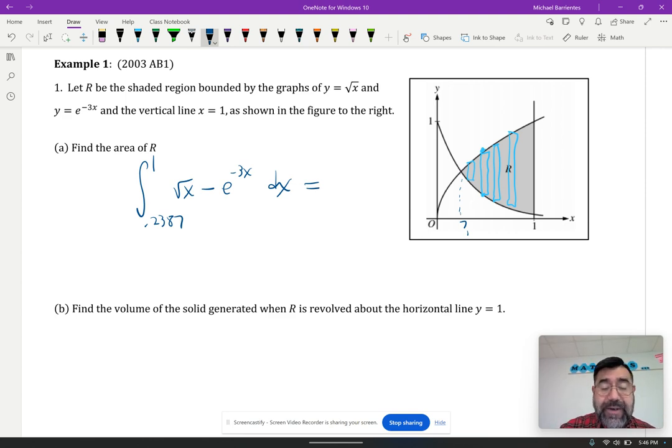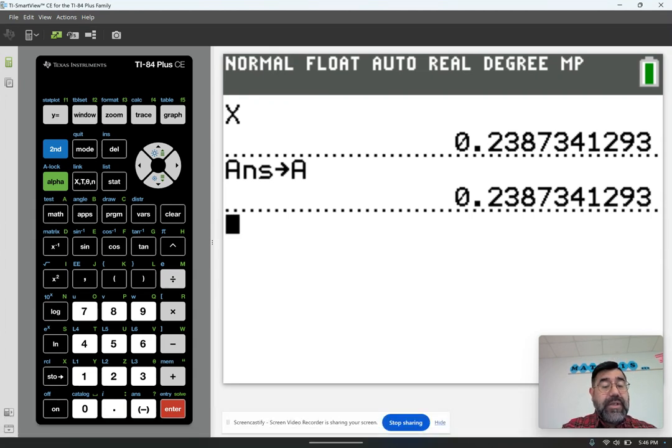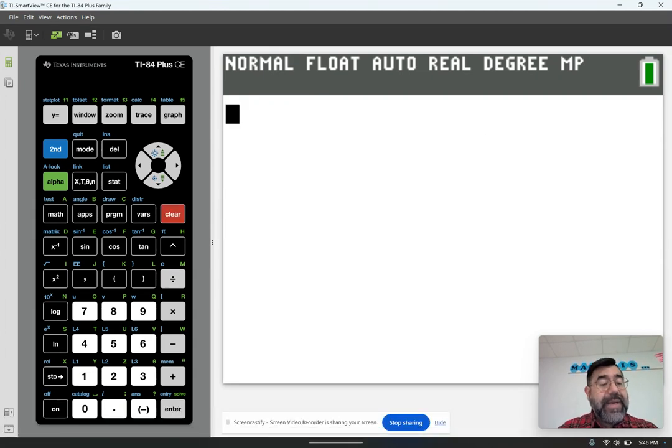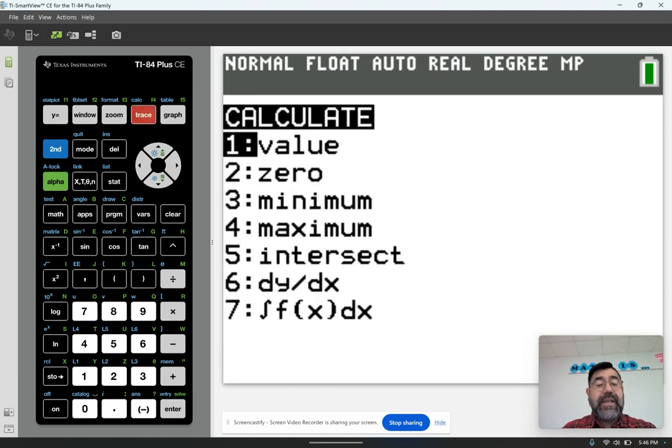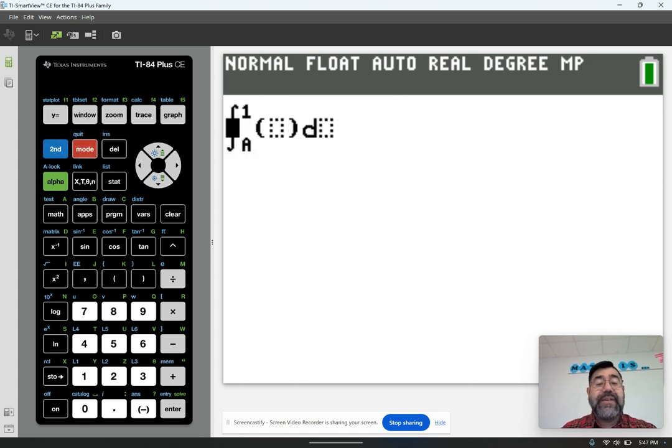Okay, so I come back over here and I can do, let me clear this, math option number 9 to do the integral. Remember, I saved my intersection value at A, and it goes all the way to 1. And then I think square root came first, and I have that saved in y1. Yeah, square root is saved in y1.